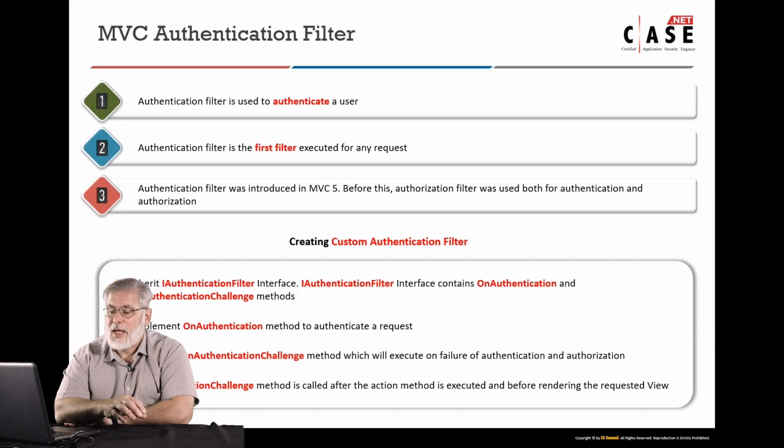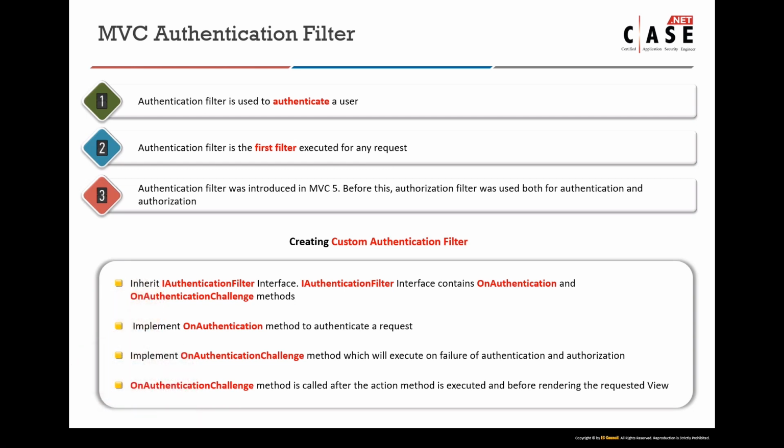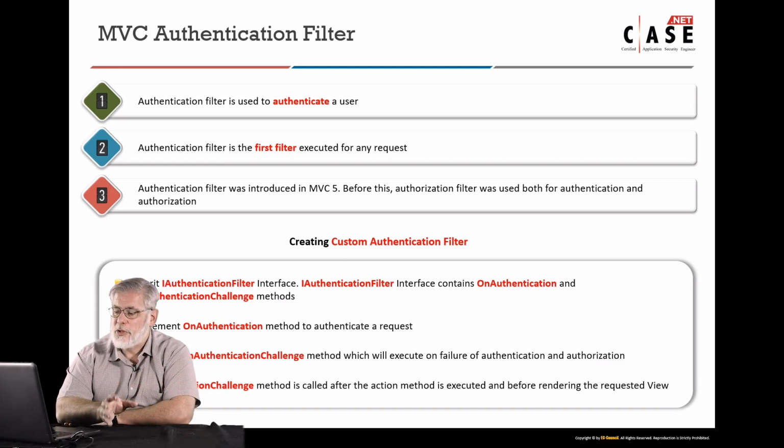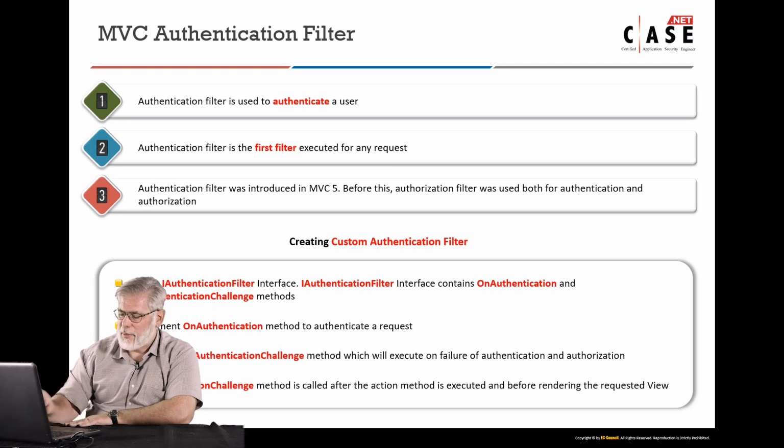The MVC authentication filter is used to authenticate the user, as the name suggests, and it's the first filter executed for any request. It was first introduced in MVC 5 and continues today. Before that time, the authorization filter was used for both authentication and authorization. Now we have a separate filter. Now you can see here step-by-step instructions if you'd like to create a custom authentication filter. It's not particularly difficult. The instructions are laid out for you right here on the screen. Feel free to experiment with that a little bit.